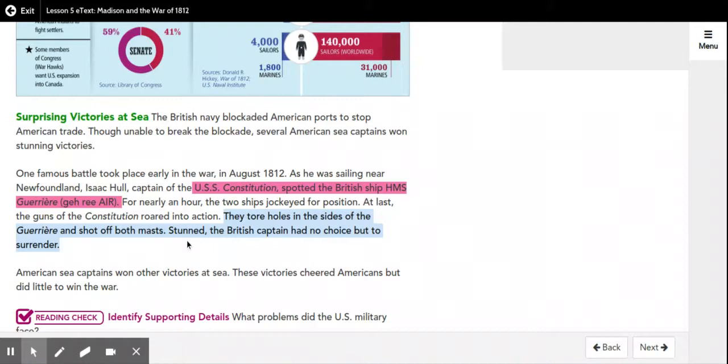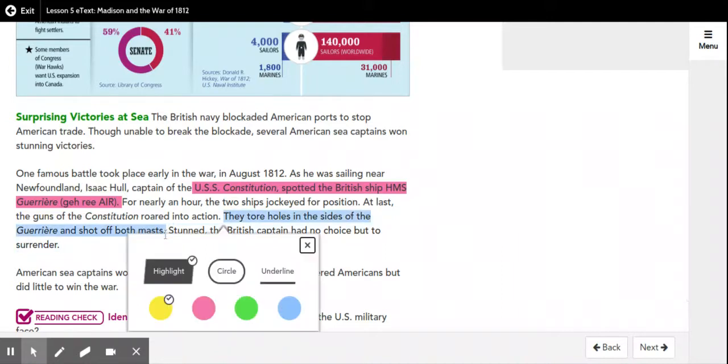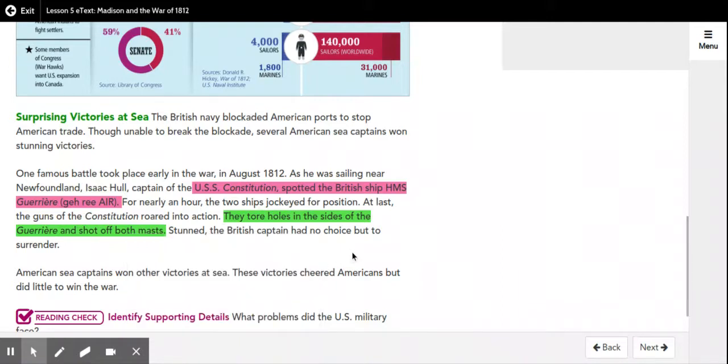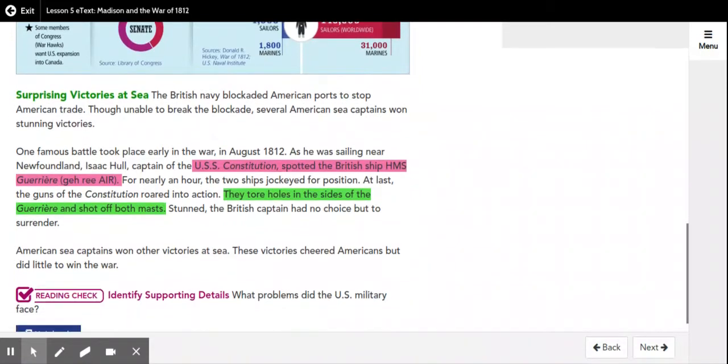And it says here, the Constitution's guns roar into action and they tear holes into the Guerriere, shooting off both masts. The masts are the big, huge sails. So the sails have fallen off this ship. The Guerriere can't turn around because it doesn't have any sails. It can't run away because it doesn't have any sails. It can't attack because it doesn't have any sails. It's stuck in the water. The Guerriere could not do this to the USS Constitution. Many of their cannonballs were bouncing off. That's how it got the nickname Old Ironsides.